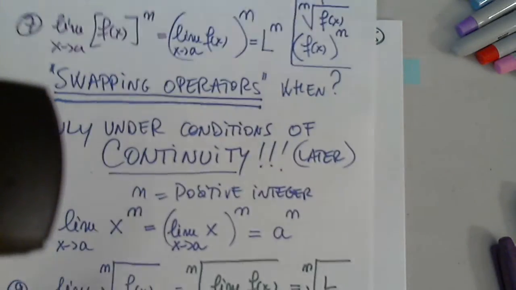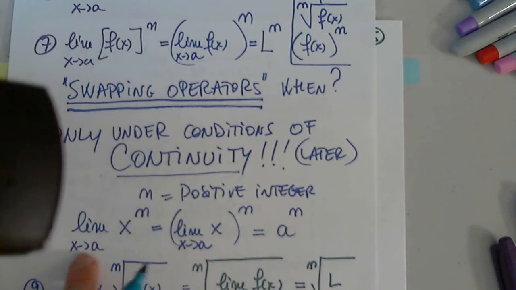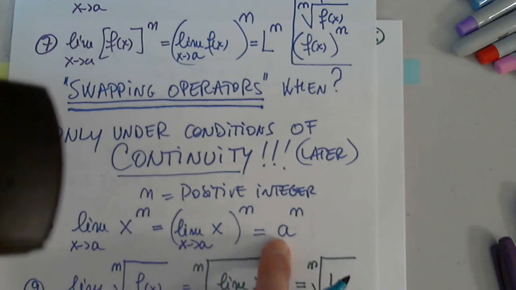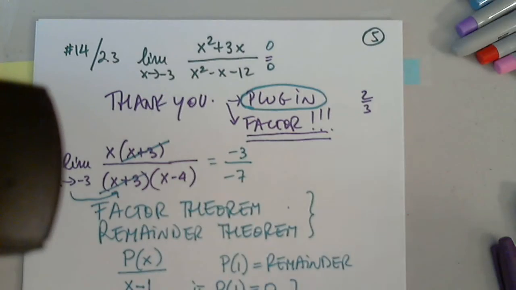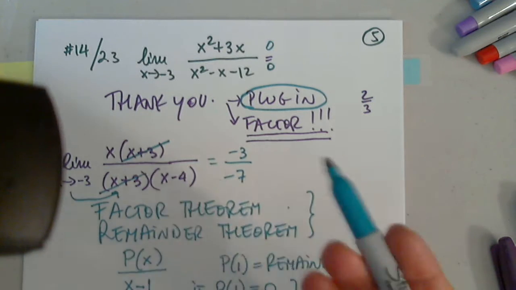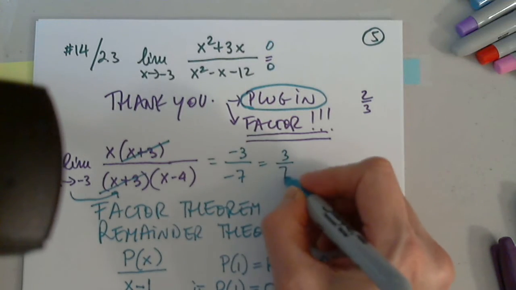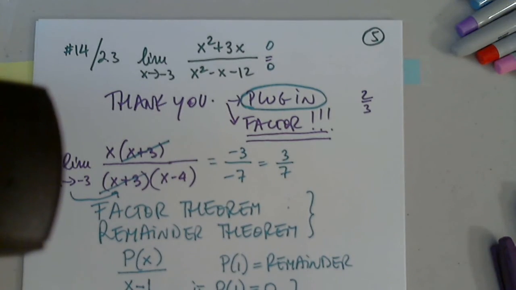The one that I said is not really a limit law because n here can be 1. So the limit of x when x approaches a is a. Or the limit of x minus 4, same thing. So negative 3 minus 4, it's negative 7. So the limit is 3 over 7. So the limit exists.